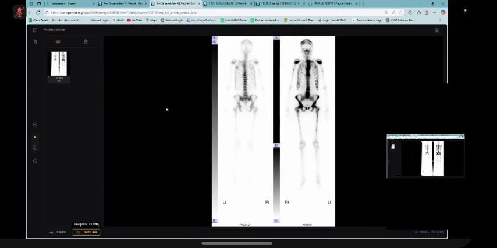What is the distribution of the uptake? Mostly axial skeleton. Okay, so it can be mets, myeloma. Less likely hyperparathyroidism. All right, so what will you do with this patient?